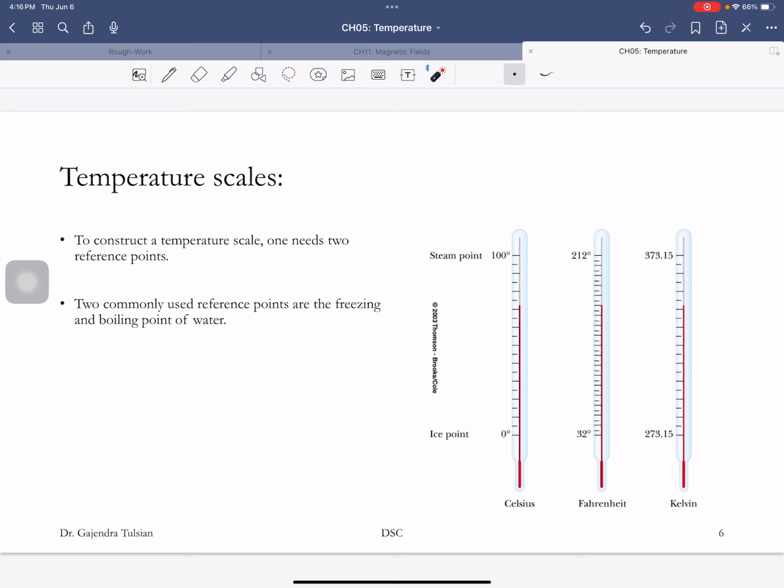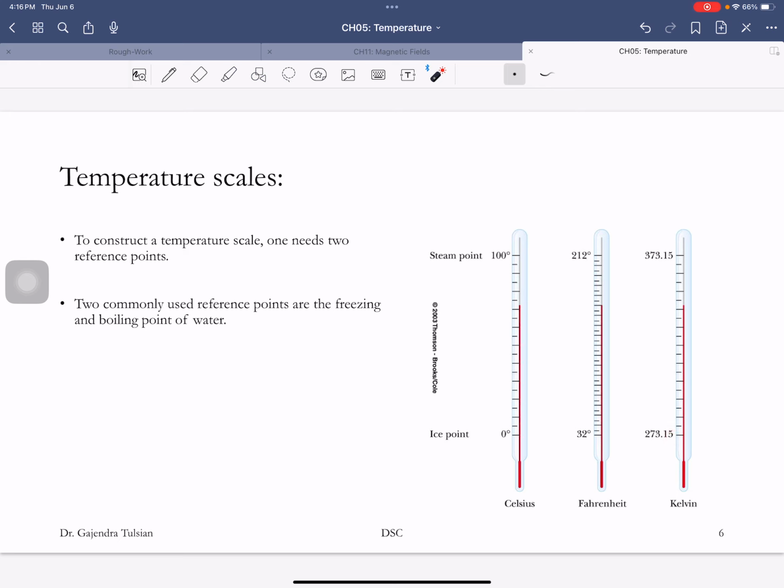Okay, so you have these two physical phenomena, and the Celsius scale calls the melting point of ice 0 degrees Celsius, and the boiling point of water 100 degrees Celsius. The Fahrenheit scale calls the melting point of water 32 degrees Fahrenheit and the boiling point 212 degrees Fahrenheit. The Kelvin scale is 273 Kelvin and 373 Kelvin.